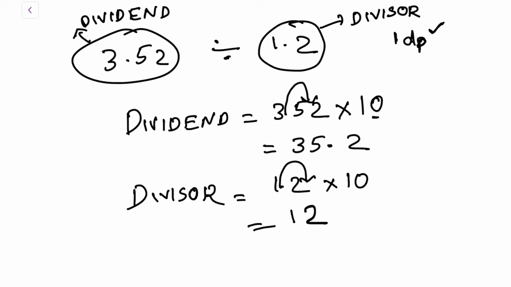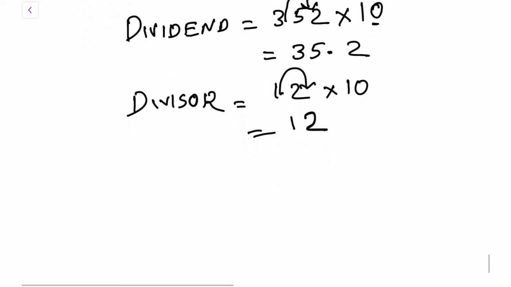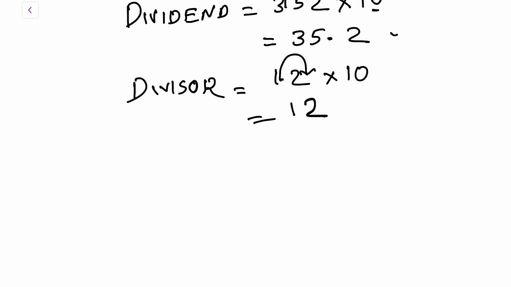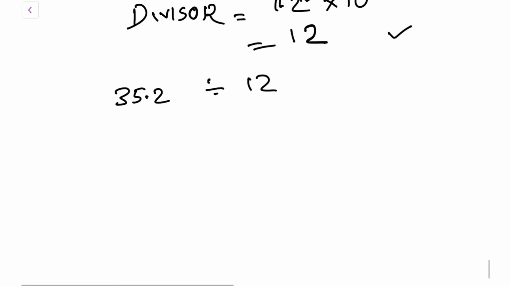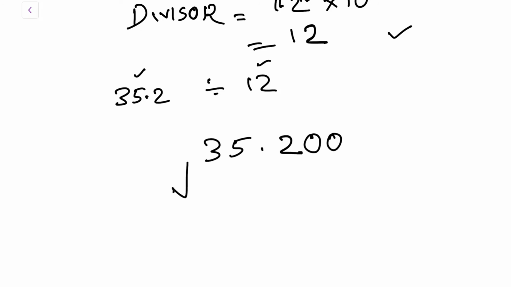Now we are ready to do the division. Now you just have to divide this and this. Right. So 35.2 divided by 12. How do we do that? We've seen it earlier. It's like a division of a decimal with a whole number. So we write 35.2 and we can put 2 more zeros, divided by 12.